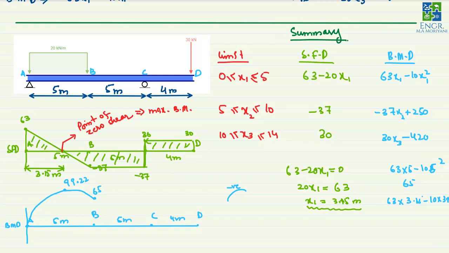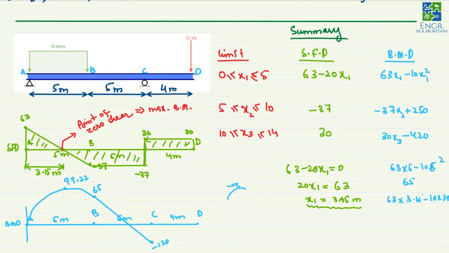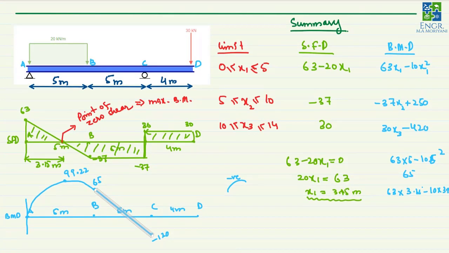Then if we put the value of x2 equal to 10, this gives us the value of minus 120. So at point C, the value of the bending moment should be minus 120. These two are connected by a straight line, because this is a straight line equation, and it has a negative slope because the coefficient of x2 is negative, as you can see here.